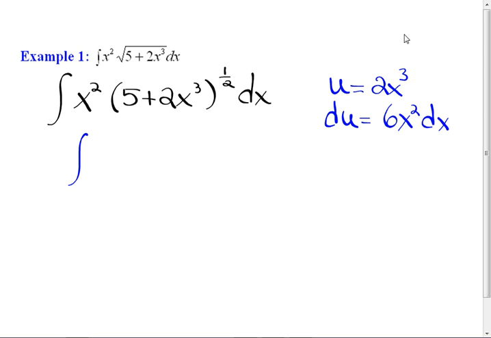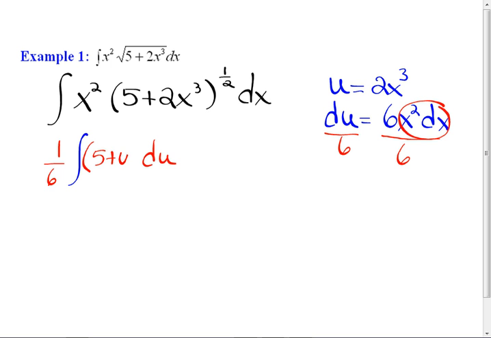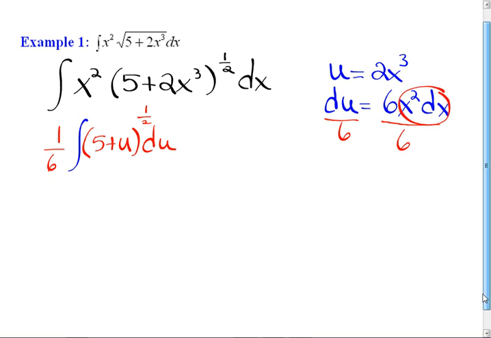Okay, I want an x squared dx, not 6 of them. So what are we going to do? Divide by 6. Some of you will automatically say, oh yeah, I know what to do with that. That's fine. So that's 1/6 du, and then I'm left with 5 plus u to the what power? 1/2. This works. I would have let you be 5 plus 2x, but they both work, so I don't care. Remember, we took care of the x squared dx. That's equal to 1/6 of du. It's all bookkeeping.